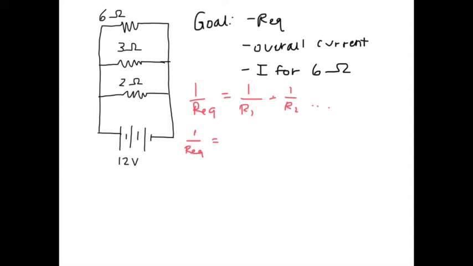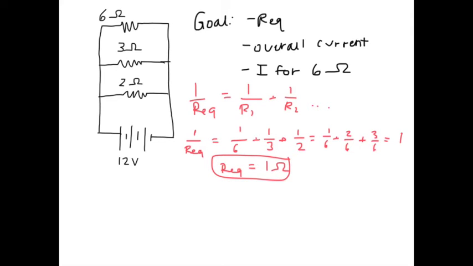We're not going to use our shortcut in this situation because there are more than 2 resistors. So we'll do it the old-fashioned way, where this is equal to 1 over 6 plus 1 over 3 plus 1 over 2, or 1/6 plus 2/6 plus 3/6. We get that this all comes out to 1. So equivalent resistance in this parallel circuit is 1 ohm.